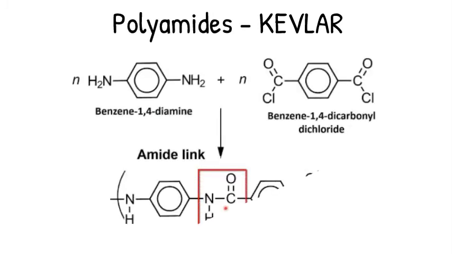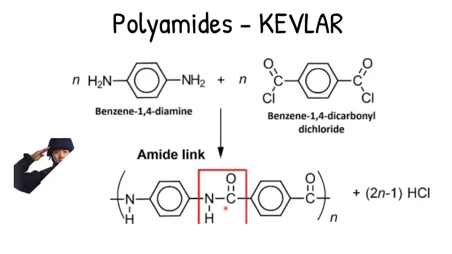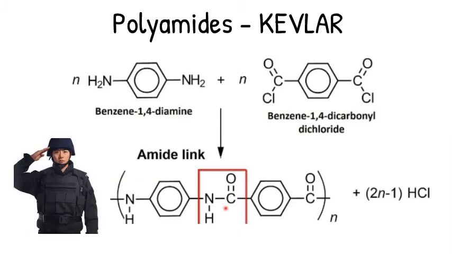Our next polymer of interest is Kevlar, commonly used in bulletproof vests and other very strong pieces of armour. The 2 monomers used to make Kevlar are shown here. The diamine on the top left, and this time a diacyl chloride, which means for every amide link made, we remove HCl instead of H2O.